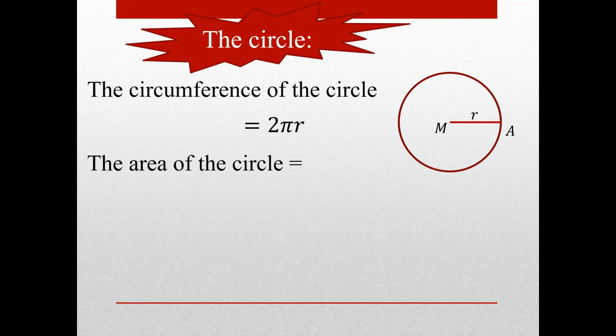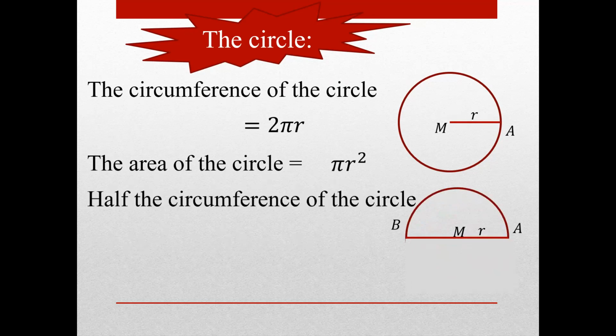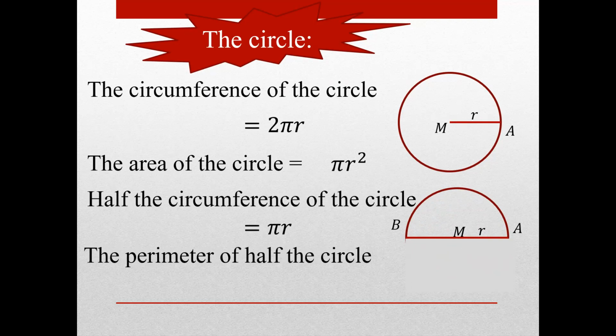The area of the circle equals pi r squared. Half the circumference of the circle will be 2 pi r divided by 2. I cancel 2 with 2, so it will be pi r. Now I want to know the perimeter of the half circle.